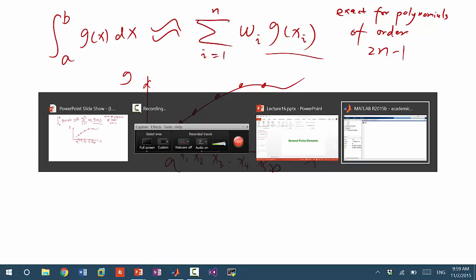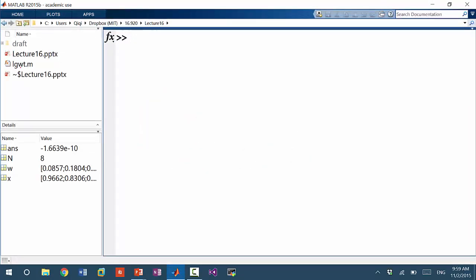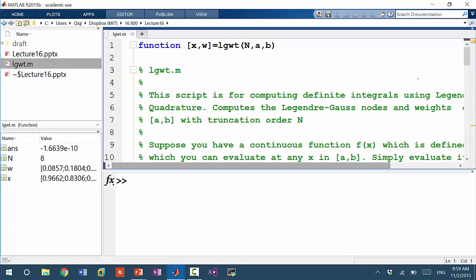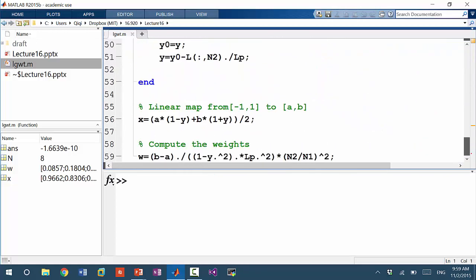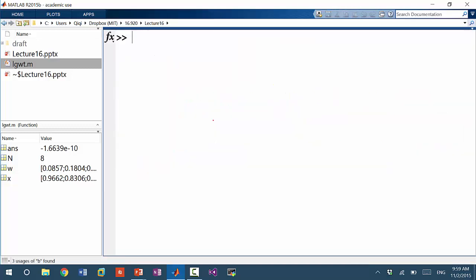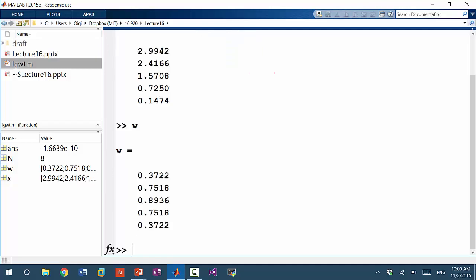For example, if I fire up Matlab, this is I think the first Google hit for Gauss quadrature in Matlab. It's a very short function, 59 lines, that gives you the locations x and the weights w of a Gaussian quadrature, given n, the number of evaluation points, and the interval a and b. For example, x and w equal to Gauss quadrature weights. Let's say 5 points, and we integrate from 0 to pi. So we have a bunch of x, we have a bunch of w.